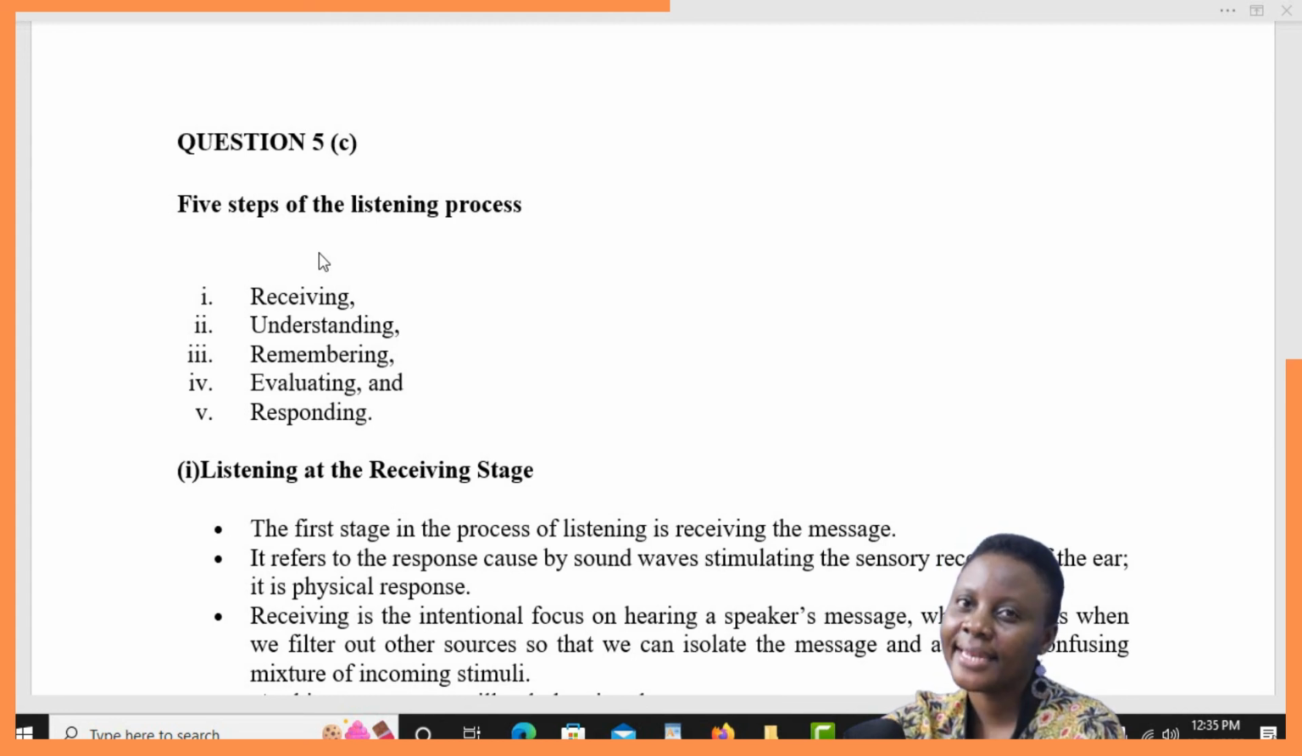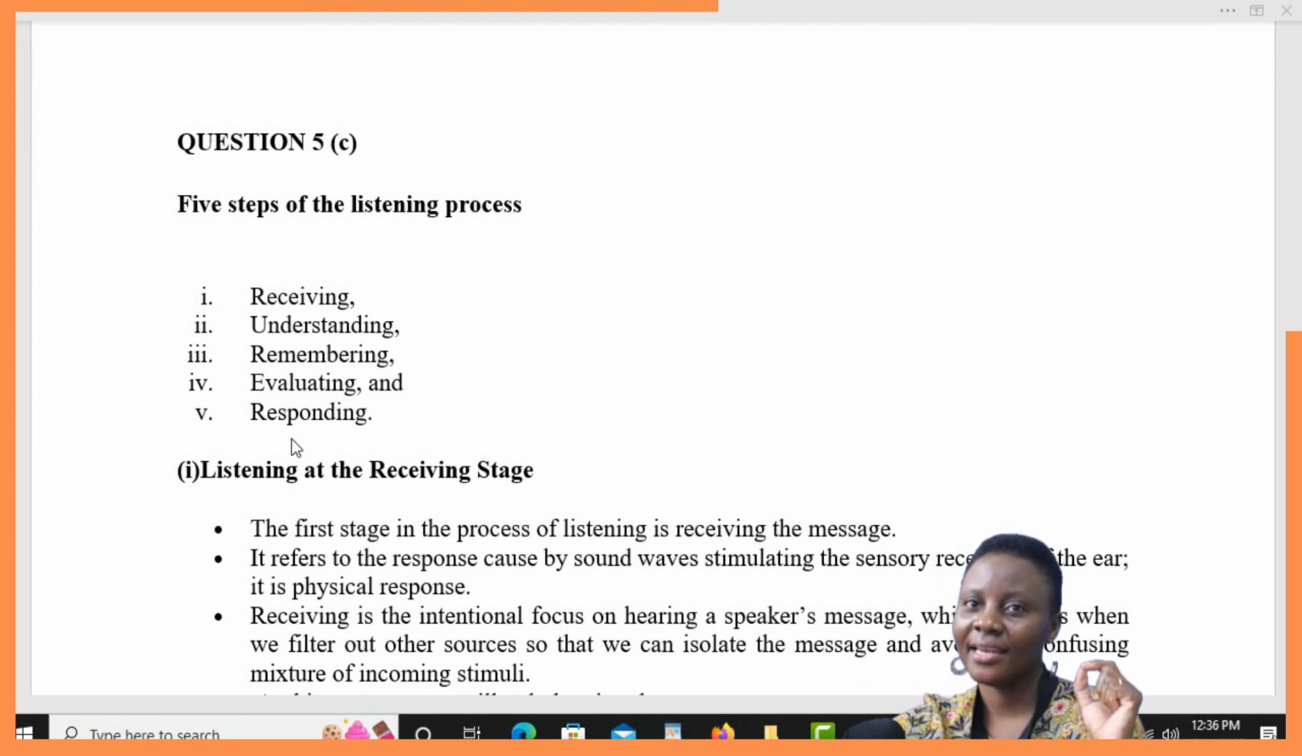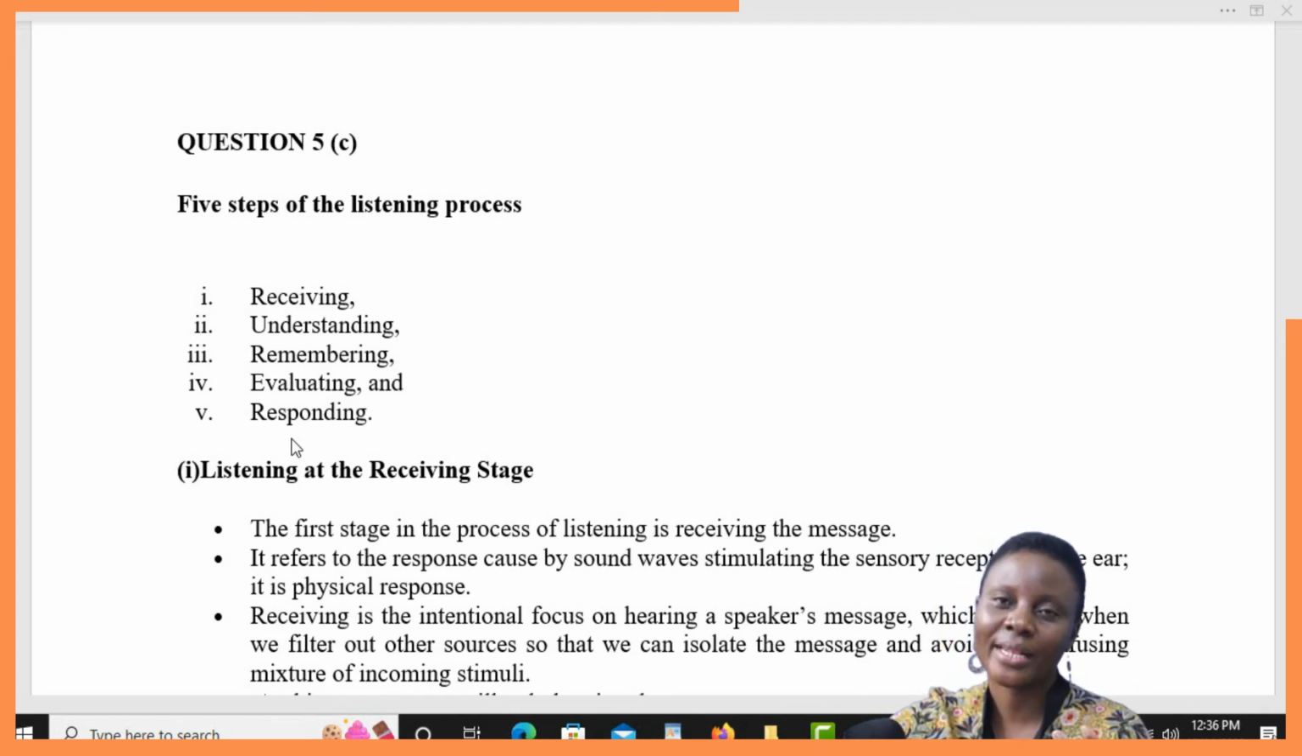Listening takes place chronologically, in a process. And this process is made up of 5 stages. As you can see, we have receiving, understanding, remembering, evaluating, and then responding. That is why we say it is not a one-time thing. It takes place in stages, and that is why it's called a process. So the first step in the listening process is receiving. Receiving is more of hearing what the person is saying.